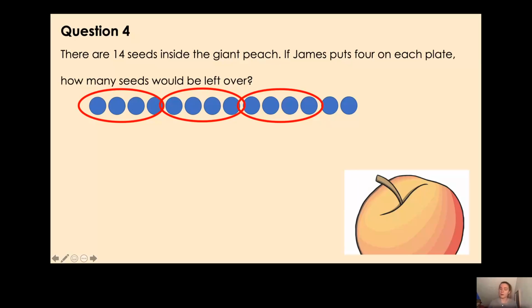So therefore, how many seeds will be left over? Well, we have 3 groups of 4 seeds, and we have 2 which can't go in any groups. So therefore, there would be 2 left over.